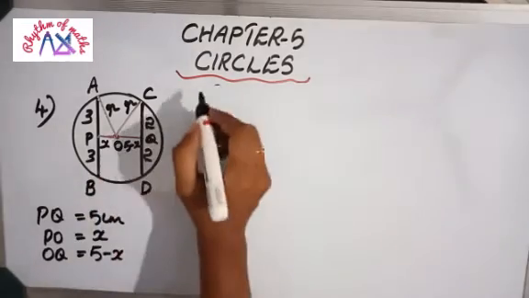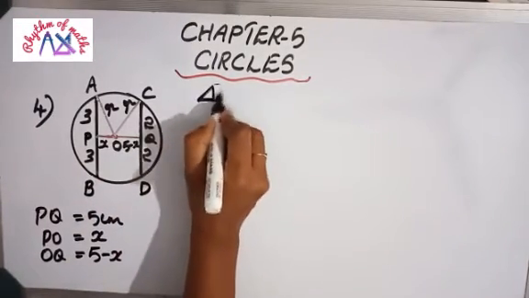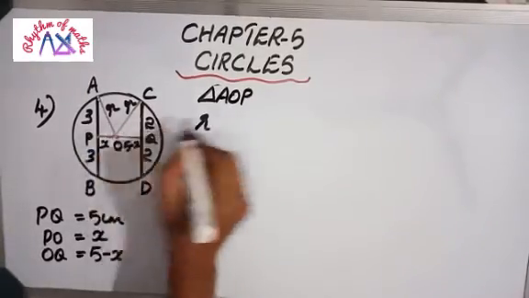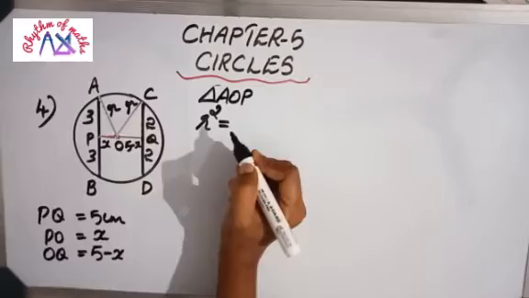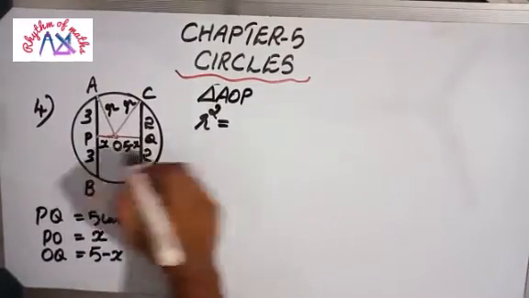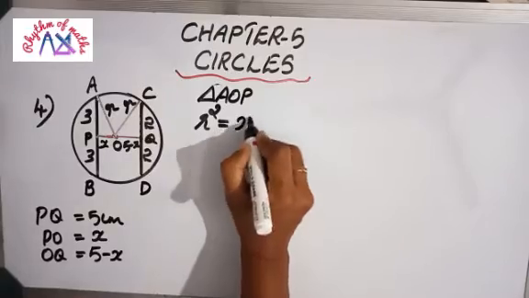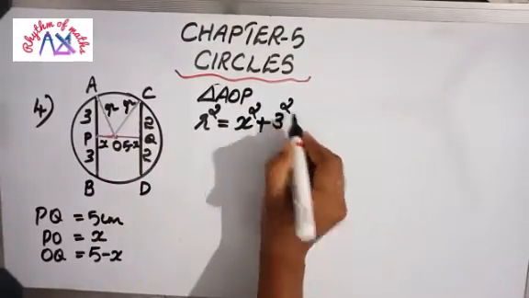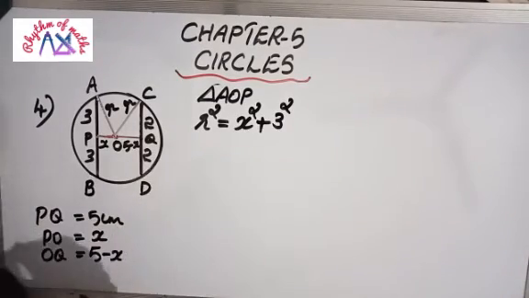From the first triangle AOP, we can write the radius as the hypotenuse. So radius square equals base square plus altitude square. Here the base is x, so x square plus altitude 3 square. We can write it like this.